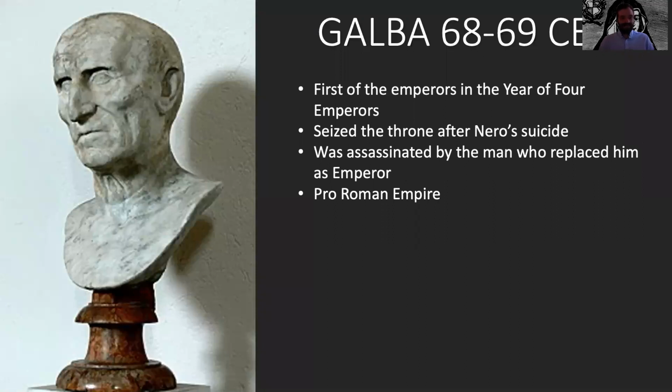So who is this guy? Who is this bald, clean-shaven fellow who this bust represents? This is Galba, from 68 to 69 CE, right? Some people call that AD, but we call it CE for the Common Era. He was an emperor of the Roman Empire. He was the first emperor in what is called the Year of the Four Emperors, which you can guess what's coming. His predecessor was Nero, who committed suicide, right?